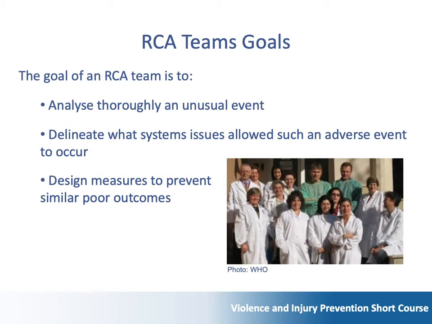The goals for an RCA team are listed here. These goals include analyzing thoroughly an unusual event, delineating what systems issues allowed such an event to happen, and designing measures to prevent similar poor outcomes. The steps that an RCA team uses to address a sentinel event can be useful guidelines in approaching any adverse event that a QI program might encounter and wish to investigate.